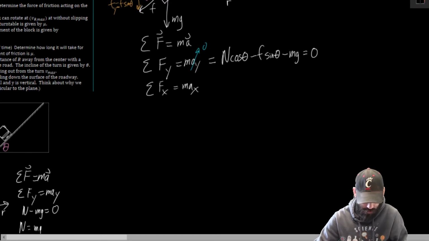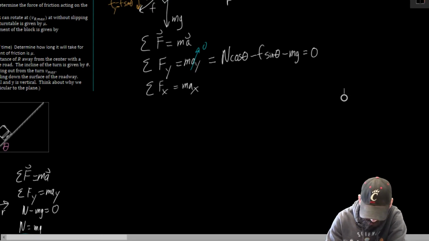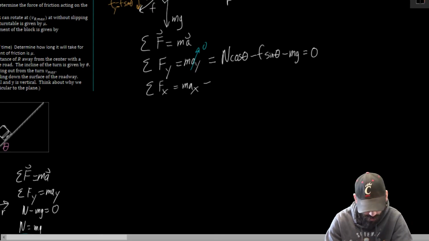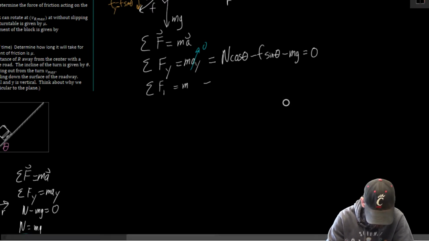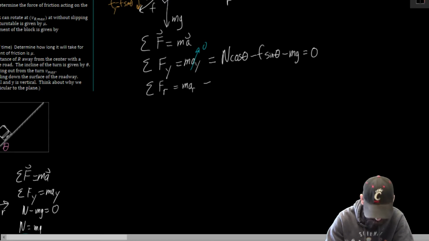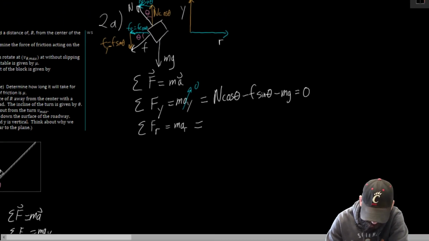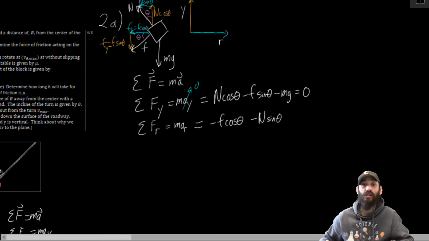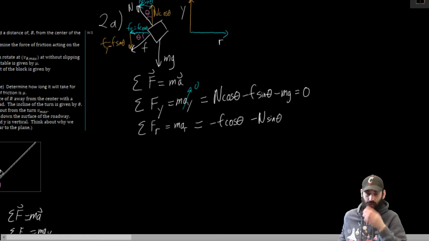Okay, and for our sum of forces in x, or sorry, this is actually an r for the way that I defined this. So this is the sum of forces in the r direction. So F_r equals m a_r. This is going to be equal to minus F cosine of theta minus n sine of theta. And this one is not equal to 0 because this is going in a circle.